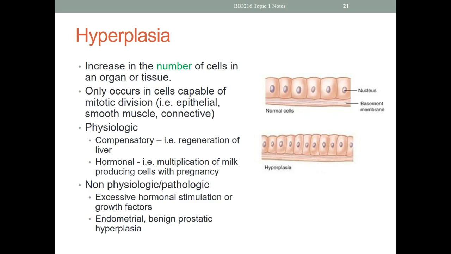So physiological could be compensatory. For instance, we can receive part of someone's liver in a liver transplant and it can regenerate. That would be compensatory. And it does this through hyperplasia. Hormonal, for instance, increased number of milk-producing cells with pregnancy. The hormone prolactin stimulates proliferation of these milk cells.